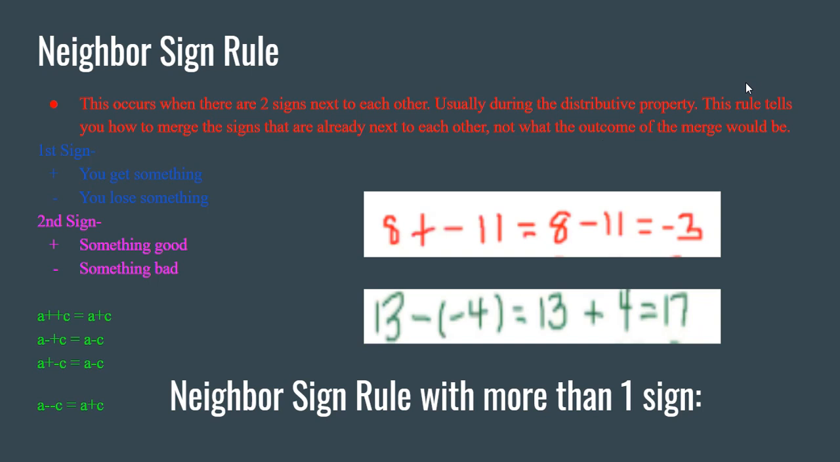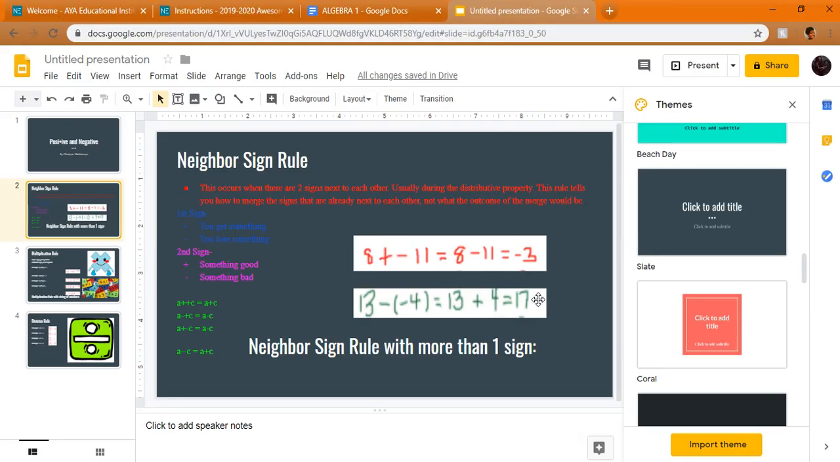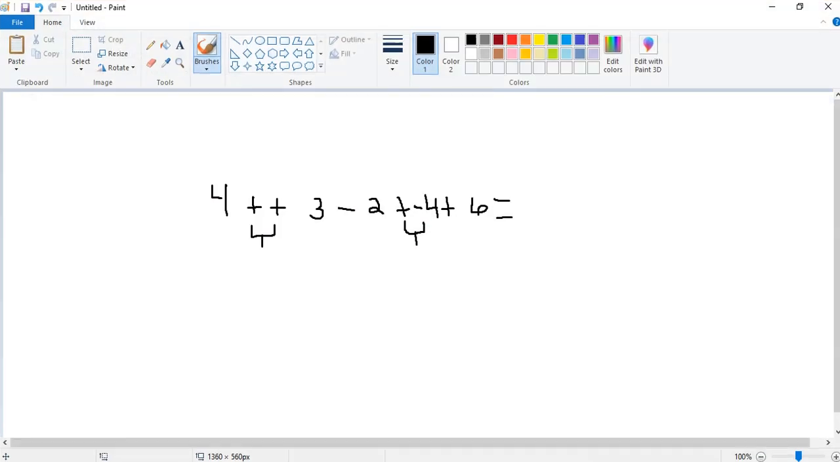Example equations: 8 plus negative 11 equals 8 minus 11, which equals negative 3. 13 minus negative 4 equals 13 plus 4, which equals 17. Next, we're going to talk about the neighbor sign rule with more than one sign.